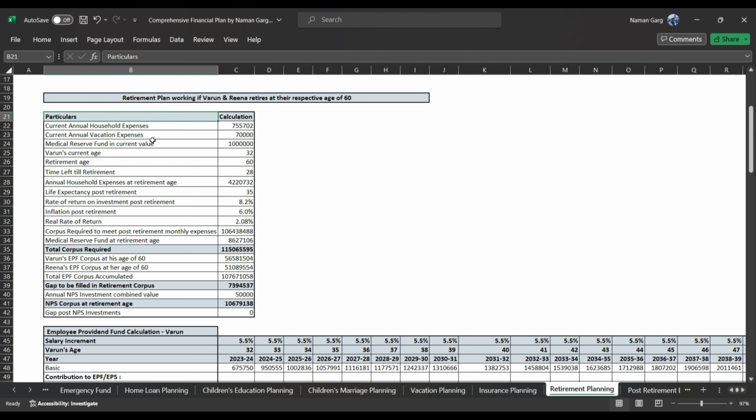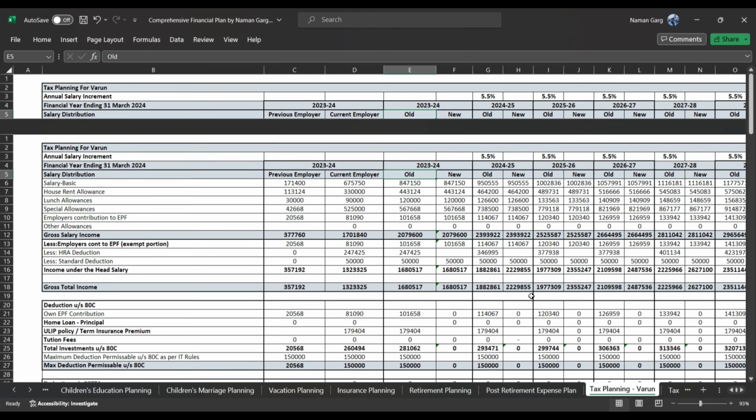Now, moving on to the retirement planning. Over here, you will get the understanding of how much money is a must to have at your retirement to meet your annual household expenses. If you are not already aware, an individual with an age of 32 and with current annual household expenses of 7.5 lakhs will need to have 42 lakh rupees annually to meet his or her household expenses after 28 years from now. And to make it possible, you will need a corpus of approximately 10 crore rupees at the time of your retirement.